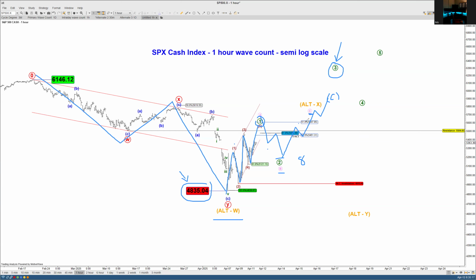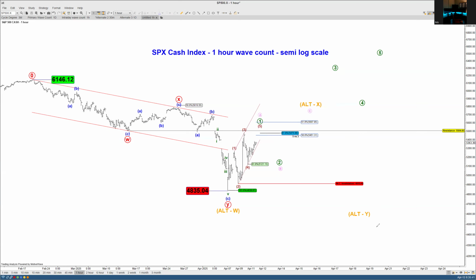If it fails somewhere around here in this zone, then the Y wave has to come back down like this again. So you need another 3 down, as in A, B, and C, to come back in Y. That will make a complex correction. So there's a lot of time there, and you cannot project anything like this to the downside.